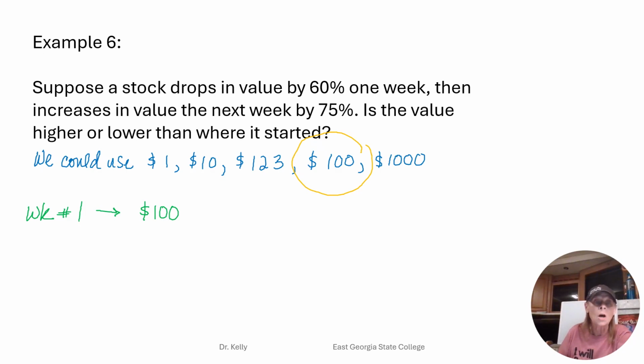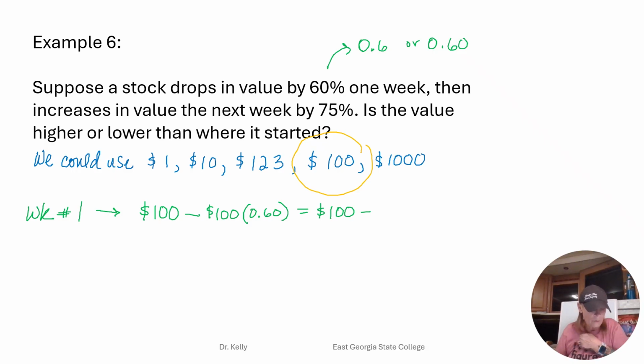And then the stock drops by the $100 times 60%. And remember, 60% is 0.6, or you could write 0.60 just to make it clear in your head that it's not changing the number, it's just changing the position of the decimal point. So I'm going to write it like this. Okay, and so 100 minus 60% of 100, which is $60. So 100 minus 60 is equal to $40.